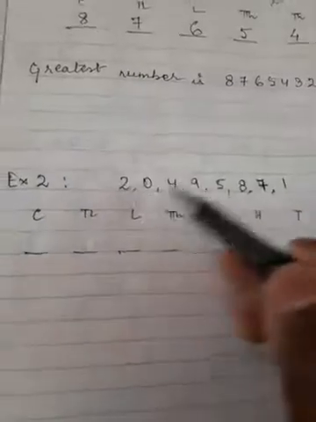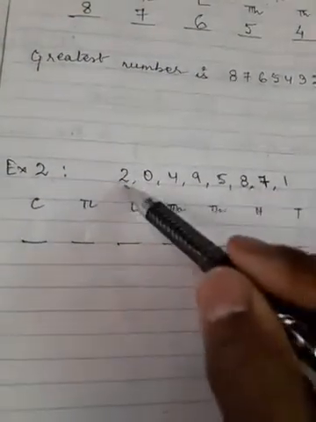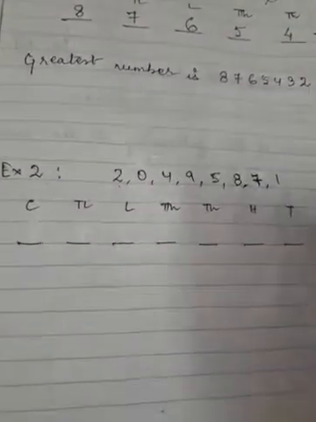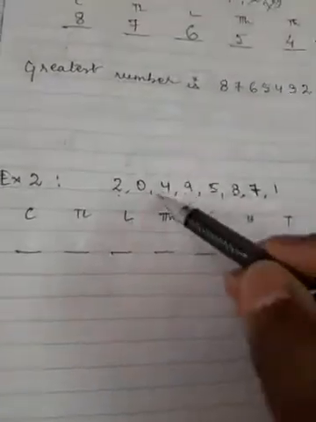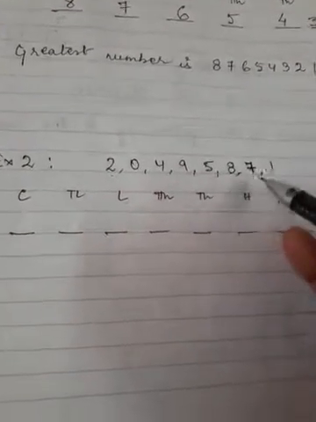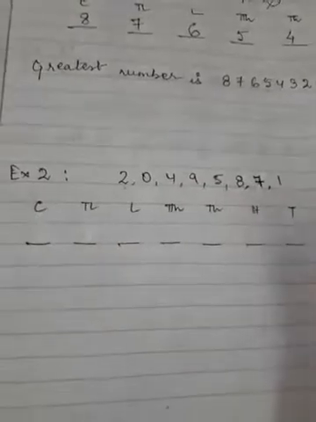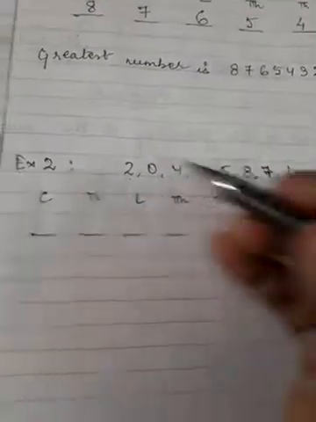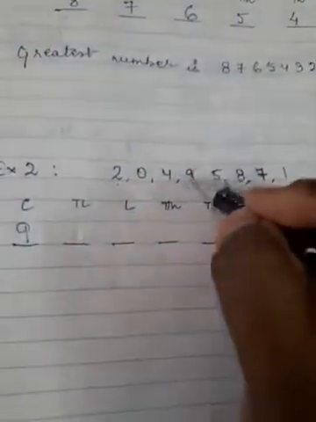So which is the greatest digit here? 2 crore, 0 crore meaning it makes no sense. Okay. So 4 crore, 9 crore, 5 crore, 8 crore, 7 crore, 1 crore. Which one is the biggest number here? That is 9 crore. So I'll write 9 here, and I'll cancel it off from here.